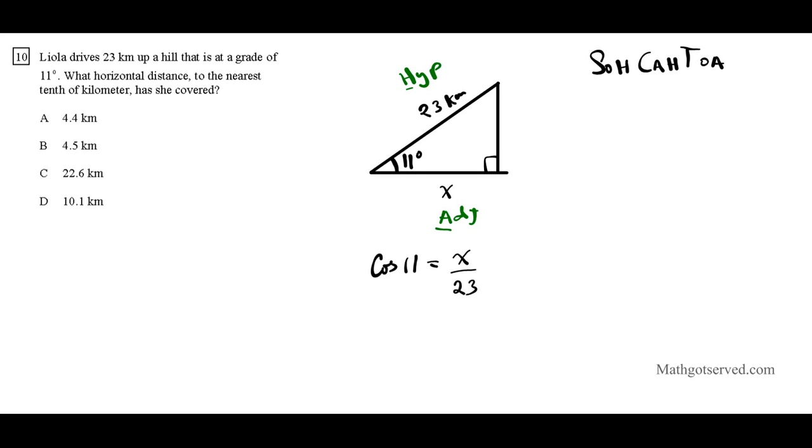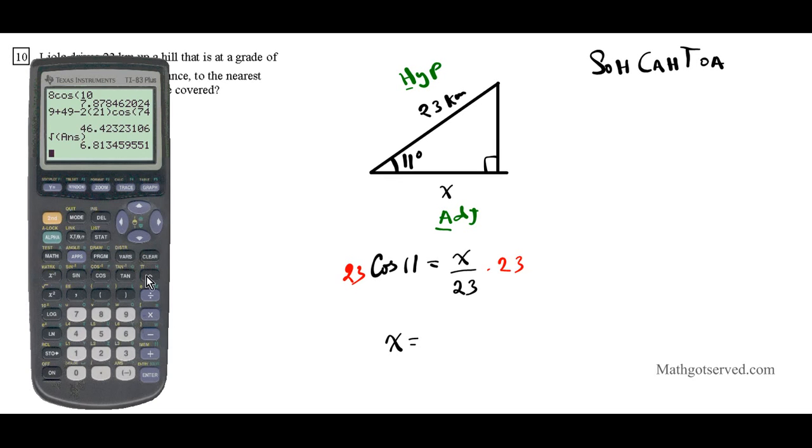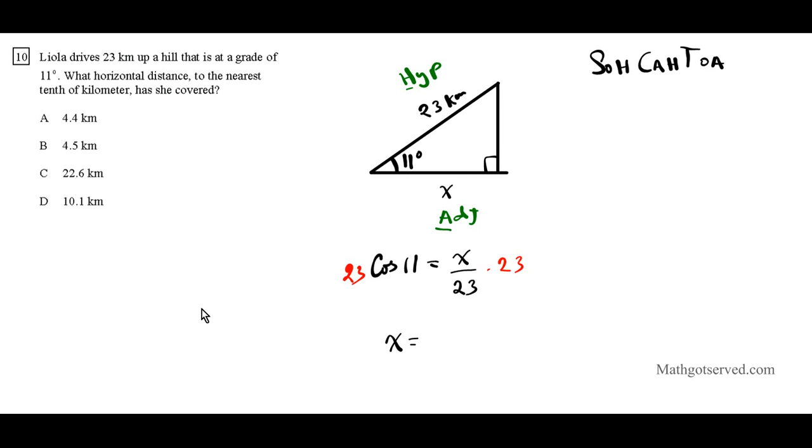All right, to get x by itself, multiply both sides by 23. And then our answer will be x equals 23 cosine 11. Let's plug that into our calculator and see what we get. 23 cosine 11, and the answer is 22.5, or 22.6 to the nearest tenth. So x is approximately 22.6 kilometers. All right, and our answer is option C.